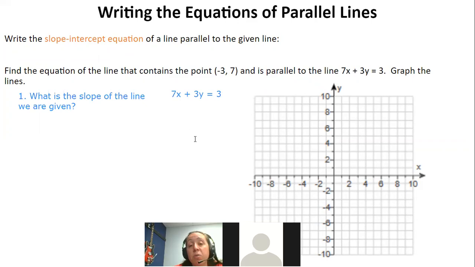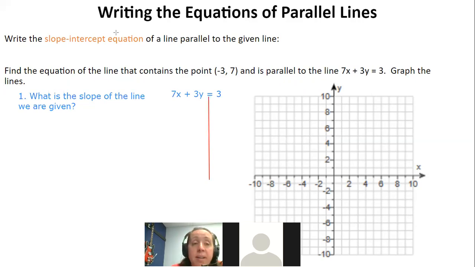Malachi thinks it's 7 over 3. Let's check it. What do I have to do to figure out what the slope is of the line they gave us? That's my first step: figure out what slope we're working with. Then we can come up with the new equation.